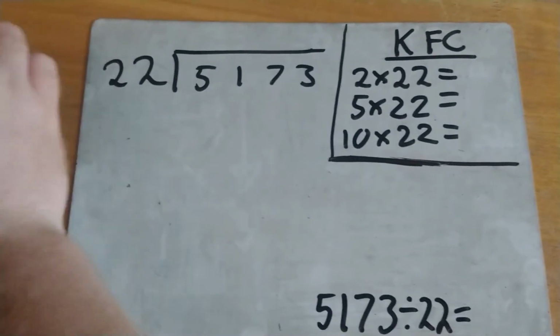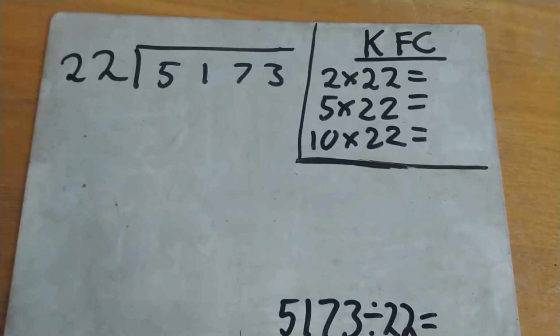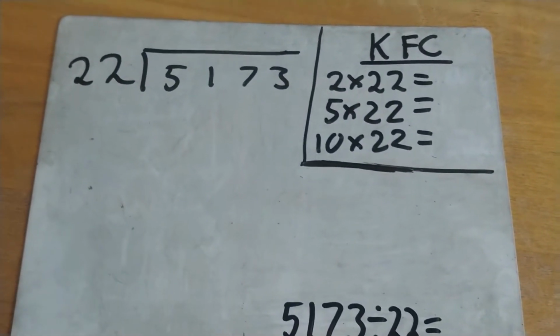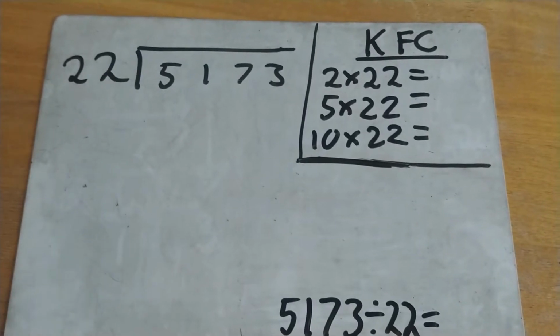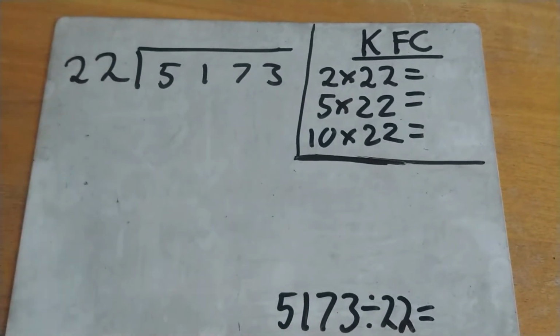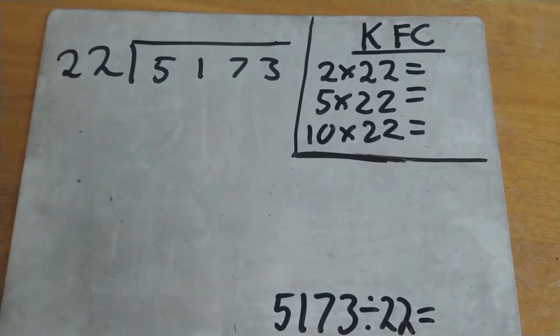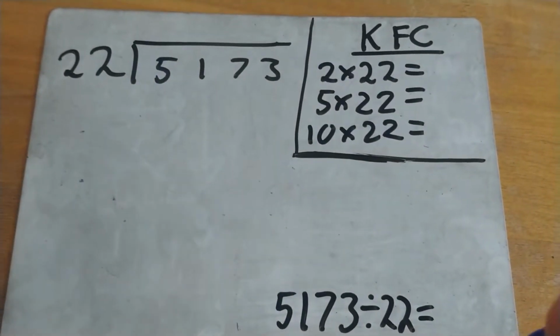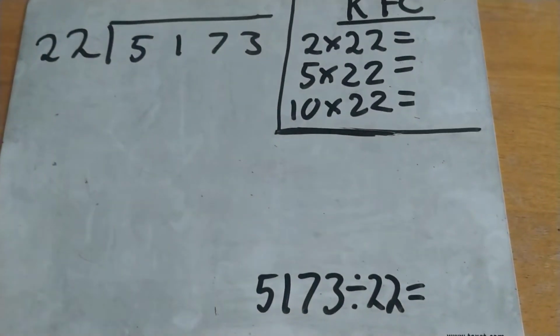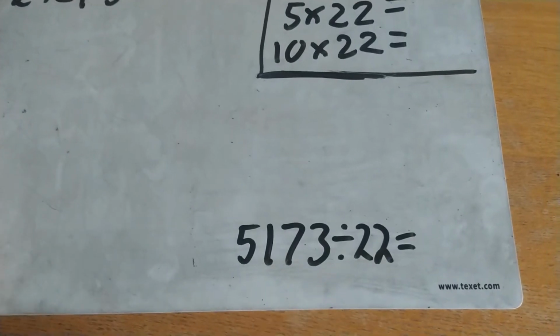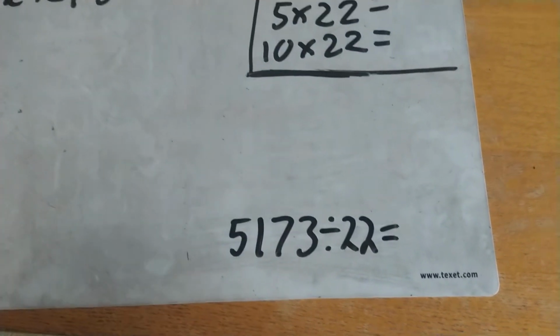Now, we have looked at this quite a lot recently, however, because you're doing it at home, Mr. Skilling and I had a chat and we thought it'd be useful for us to give you a video showing our method. So, if you have a look at this question, you can see that I'm doing 5,173 divided by 22.